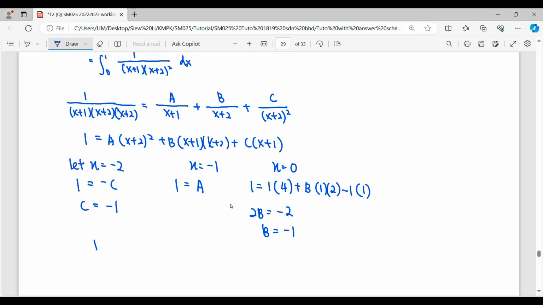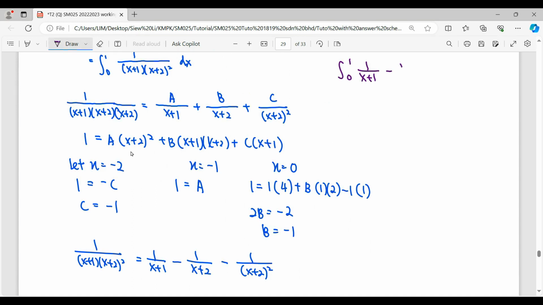Therefore, we express back our fraction. B is negative 1, substitute, and C is negative 1. Then we can start to integrate. So we integrate from 0 to 1 of 1 over x plus 1 minus 1 over x plus 2, and negative, since the denominator here is to the power of 2, we can rewrite it into power form, which is power of negative 2. It will be more suitable for us to use the formula.